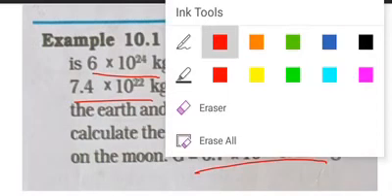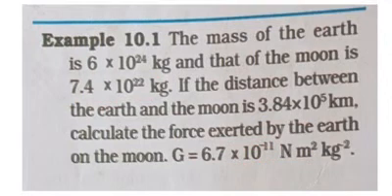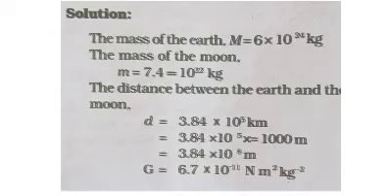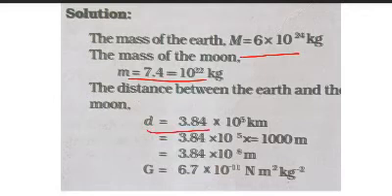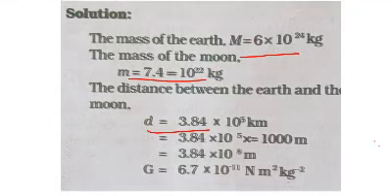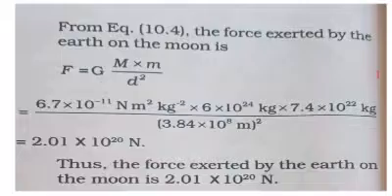Now we will solve the problem. See here we have the solution. First we will write in the solution the given data, that is mass of earth, mass of moon and the distance between them is d. We will write it and then we will use the formula. See, we are converting this d from kilometers to meter. Meter is the standard unit of distance. After converting this, we will use the formula.